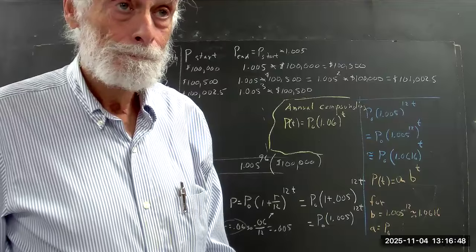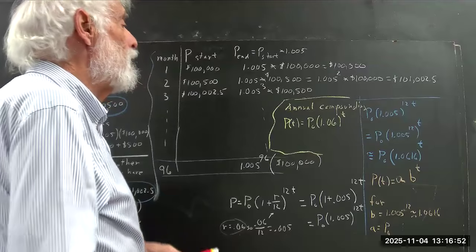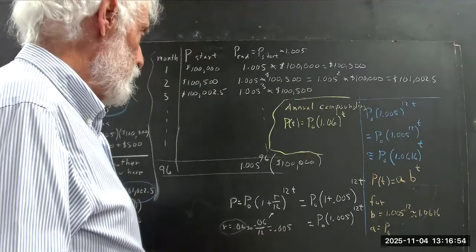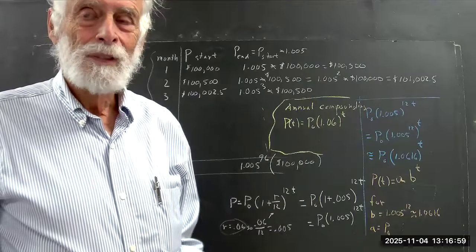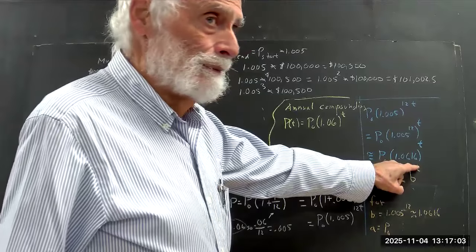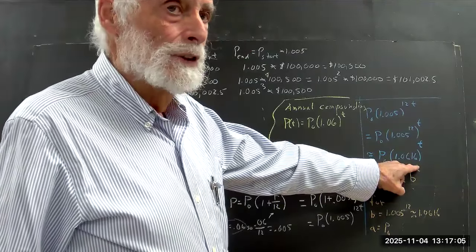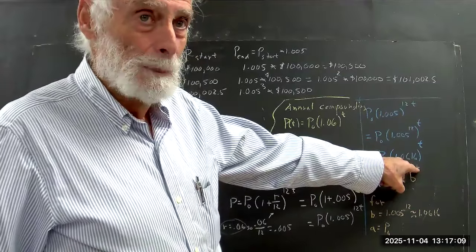Okay? If you did continuous compounding, it would be e to the 0.06. You plug that into your calculator, it's going to be a little bigger than the 6.16, maybe 6.2 something. Okay?